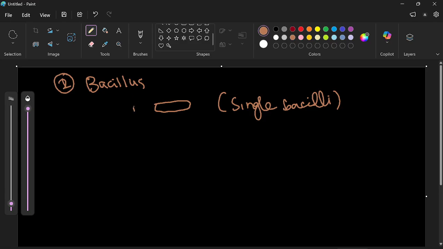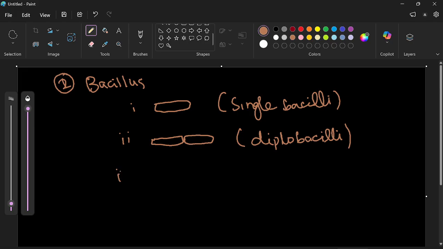Okay, and the second arrangement possible is the diplobacilli, as you can see. So this basically has two of these rod shapes. This is the diplobacilli. The third arrangement possible for bacillus is streptobacilli, which is also in the form of a single chain like streptococcus. It basically is like this.